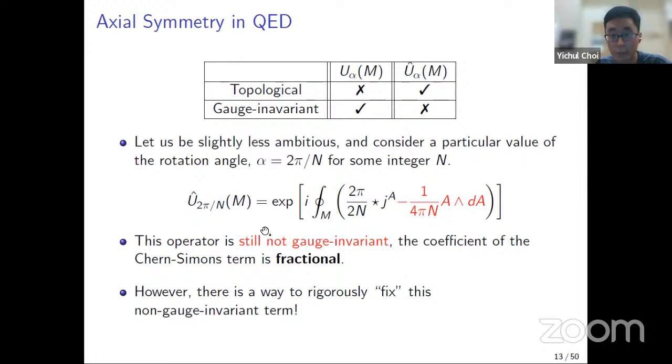Let's look at this U hat operator again. And it looks like this. And this operator is still not gauge invariant. Again, the gauge non-invariant part is highlighted in red. And it is non-gauge invariant because the coefficient in front of the Chern-Simons term is fractional instead of being integral. However, for this fractional Chern-Simons term, there is a well-known way to fix this non-gauge invariance.